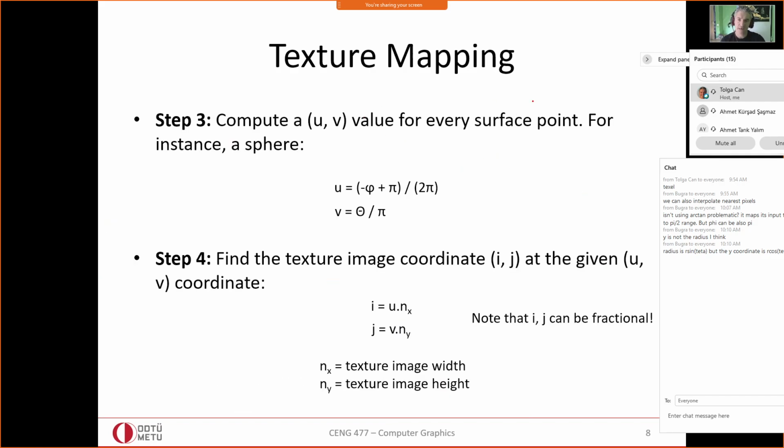And after we have the u and v values, as I told you in the earlier slide, we need to multiply these values between 0 and 1 with the resolution of the image to get the pixel coordinates.